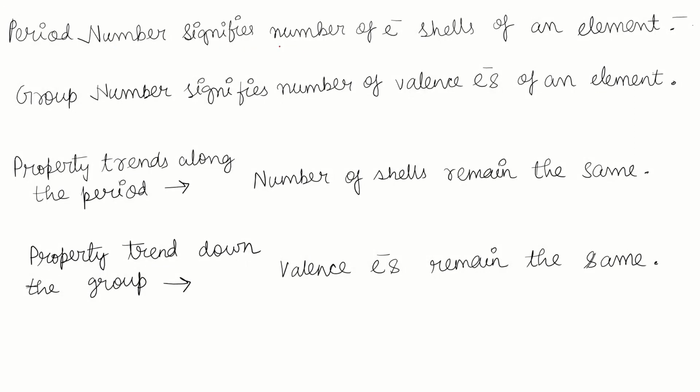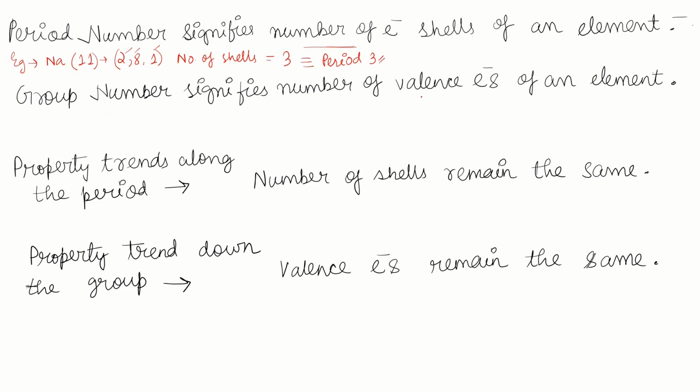Period number signifies the number of electron shells of an element. Let us consider an example. Sodium. Atomic number is 11, which can be written as 2, 8, 1. Okay. So number of electron shells is 3. So period number is also equivalent to 3. Okay. See, 2, 8, 1, 3 shells. So period number will be 3.